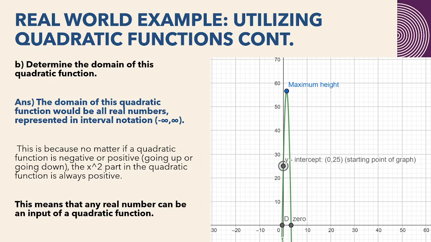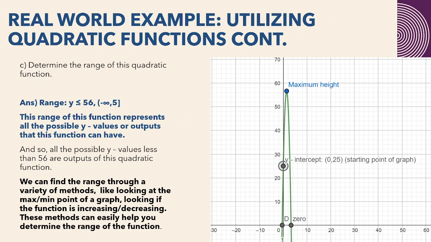And this is because no matter if a quadratic function is negative or positive, or in other words, going up or going down, the x squared part in the quadratic function is always positive. So this means that any real number can be an input or x value of a quadratic function.